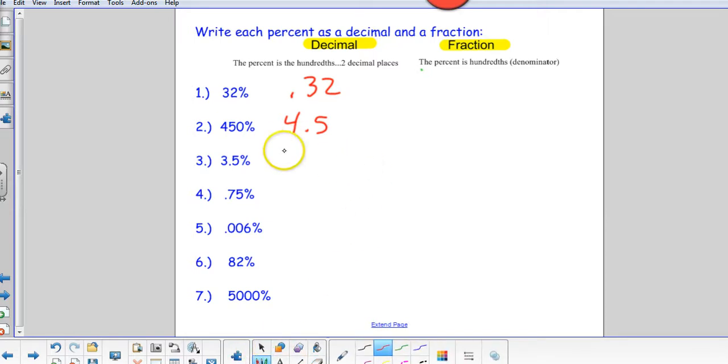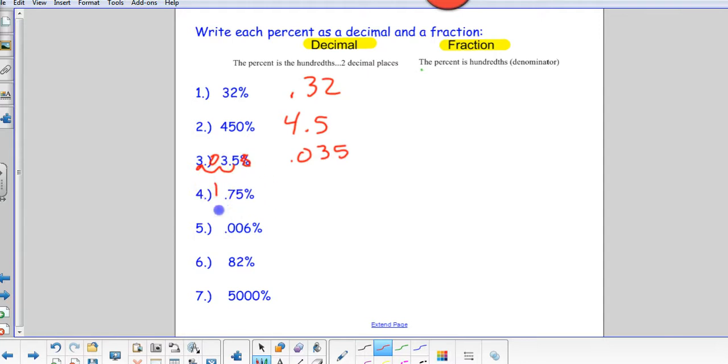It gets a little trickier when you're talking about 3.5%. So this is 3.5 hundredths. Well, 3 hundredths would be 0.03, and then 3.5 hundredths would mean there's 35 thousandths. It would equal the same thing. So 0.035. A lot of us are just going to think, well, I'm going to take the decimal point and move it 2 places. So it becomes 0.035.